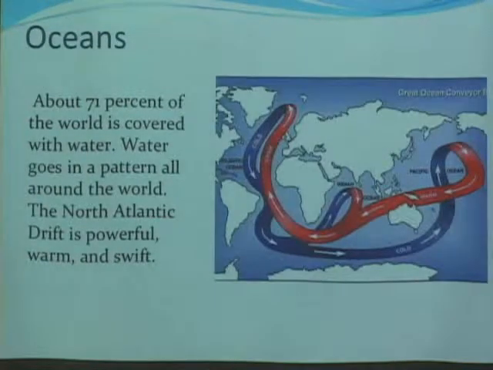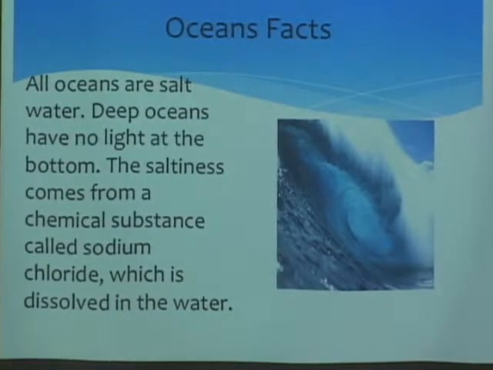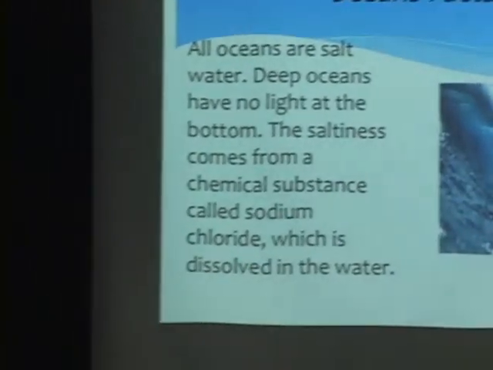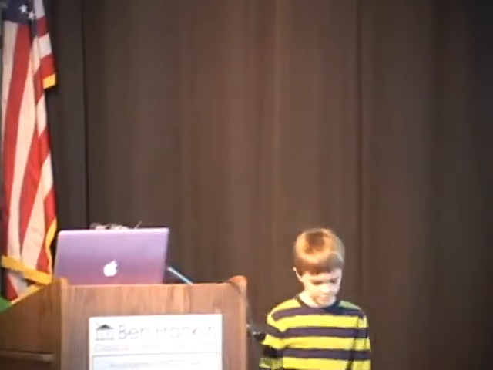Oceans. About 71% of the world is covered with water. Water goes in a pattern all around the world. The North Atlantic drift is powerful, warm, and swift. Ocean facts. All oceans are salt water. Deep oceans have no light at the bottom. The saltiness comes from a chemical substance called sodium.